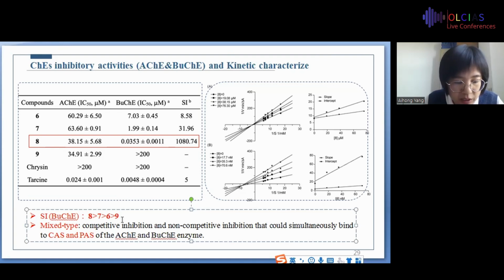Based on the structure-activity relationships studies, it is clear that electronic properties of tertiary amine substituents play important roles in the inhibitory activities. These results may be closely related to the pKa value of the tertiary amine moiety. The kinetic studies of the mechanism of compound 8 show that it could simultaneously bind to CAS and PAS of these 2 enzymes, indicating that it was a promising compound as a double binding site inhibitor.